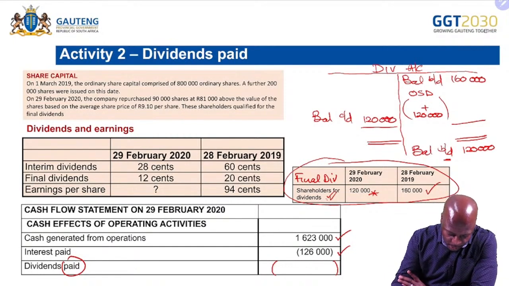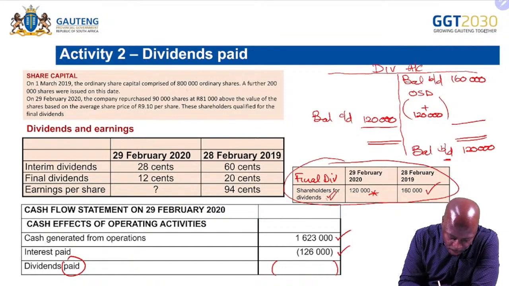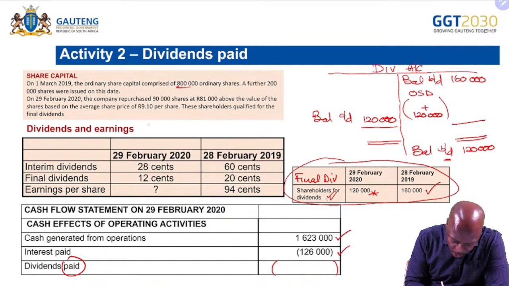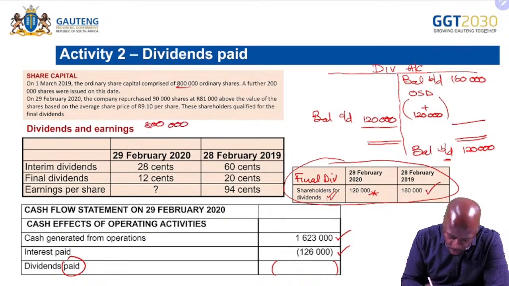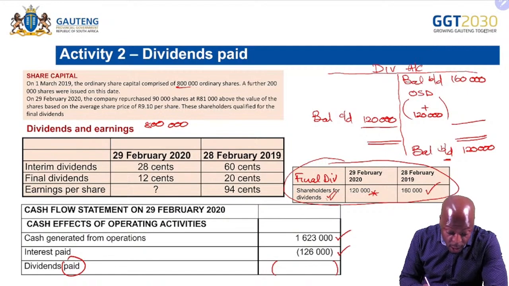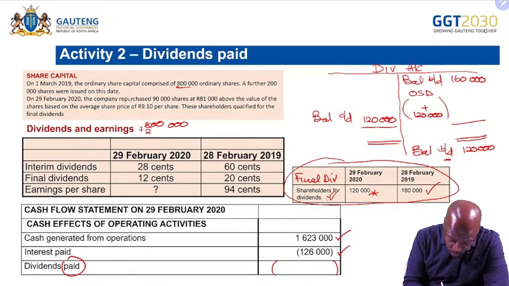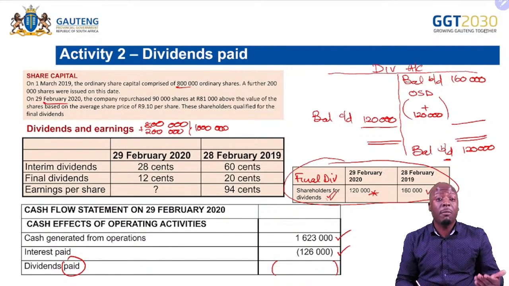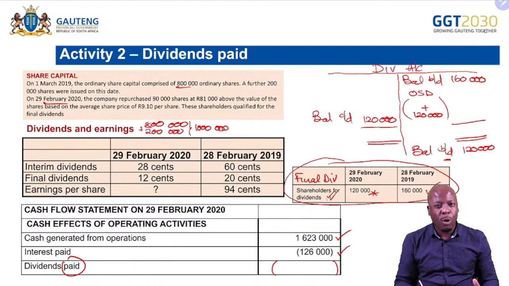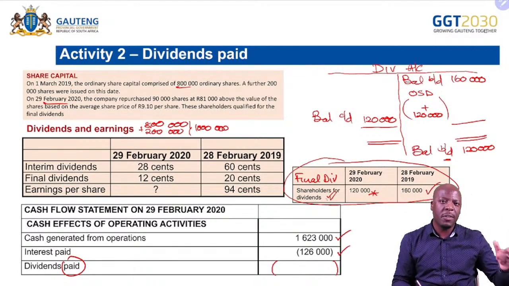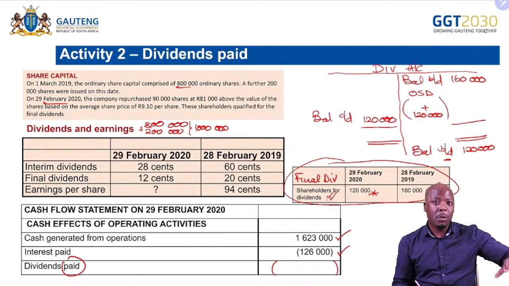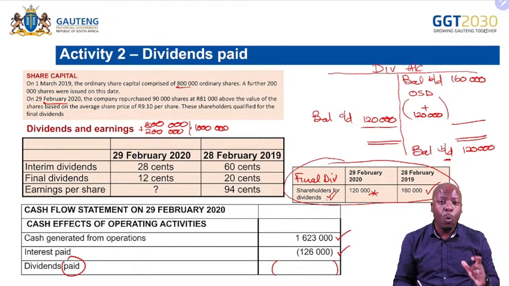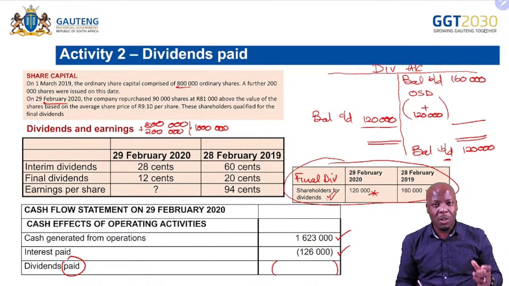Let us hear what the information says. On 1 March, the ordinary share capital comprised of 800,000. That means we had 800,000 on 1 March. And a further 200,000 shares were issued on this date. In other words, we issued 200,000 more shares. And then we had 1 million. On 29 February is the last day of the financial year. The company repurchased. So we are not looking at the last day of the financial year because interim are paid during the financial year. So during the financial year, how many shares were we having? We're having 1 million. Why 1 million? Because the repurchase only happened on the last day of the financial year. So during the year, we had 1 million.